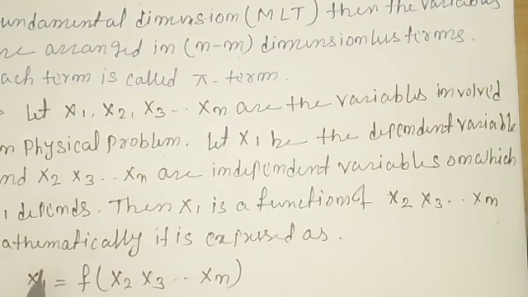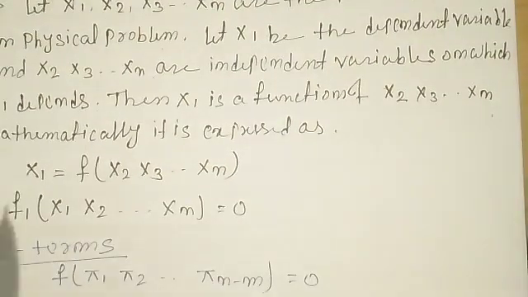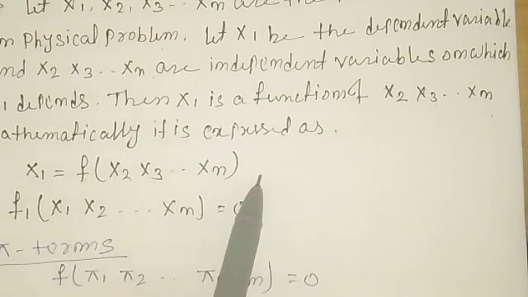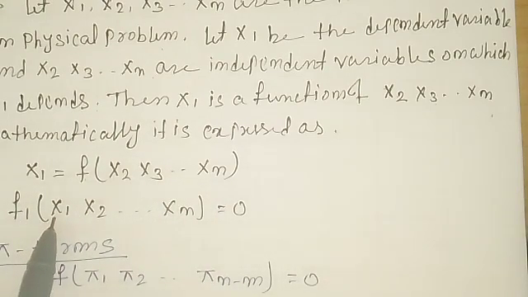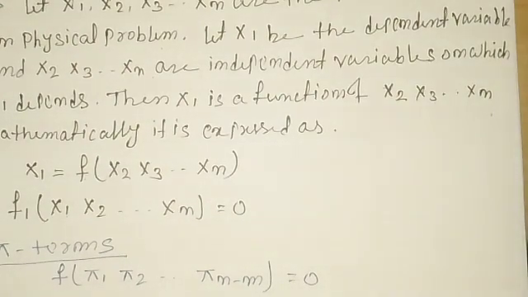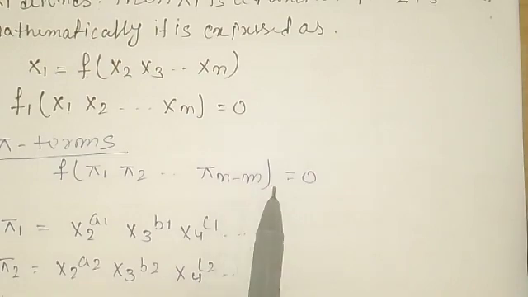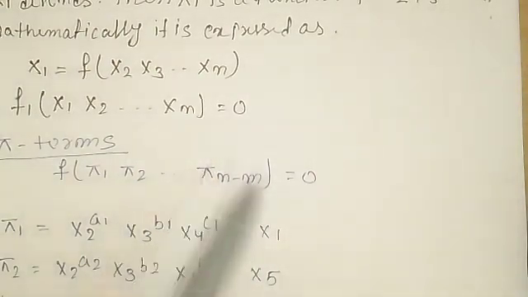You can express this relation in mathematical form: x1 is equal to f of x2, x3, up to xn, and f1 of x1, x2, up to xn is equal to 0. First of all you have to find the pi terms, so how many pi terms you have got. So let's say f of pi 1, pi 2, up to pi n minus m, whatever the n minus m value we have, those are the pi terms.